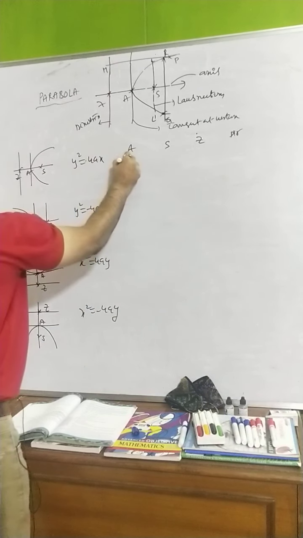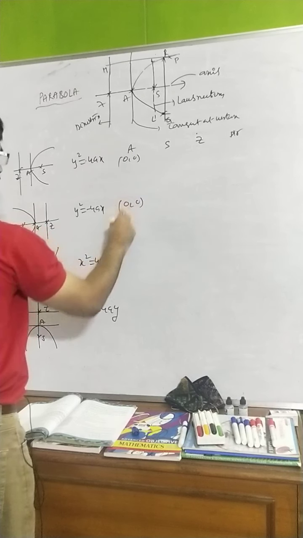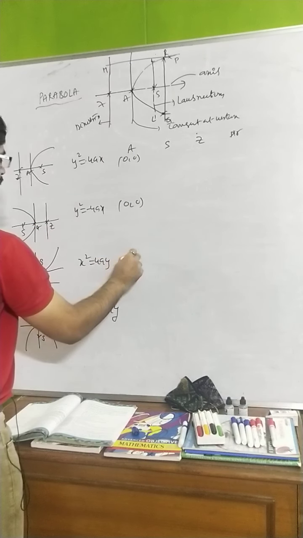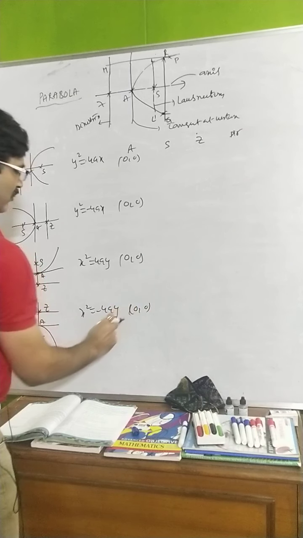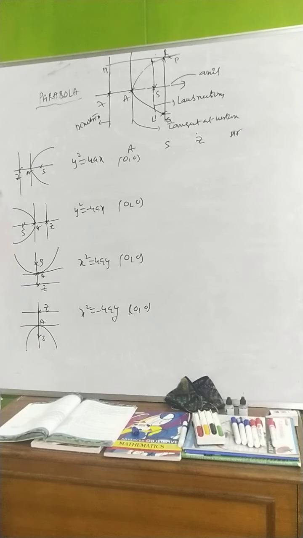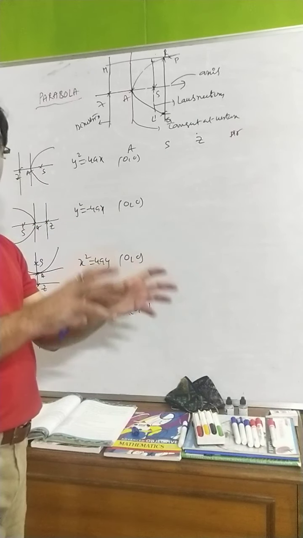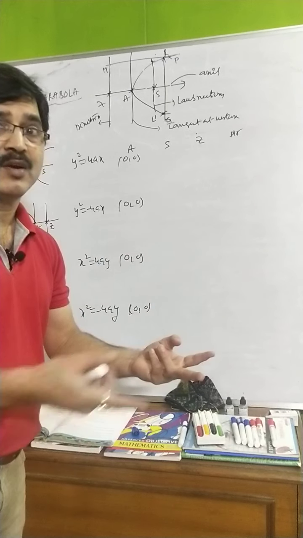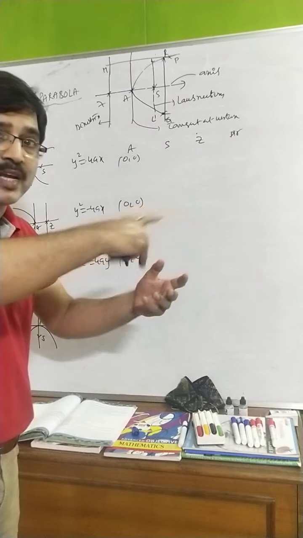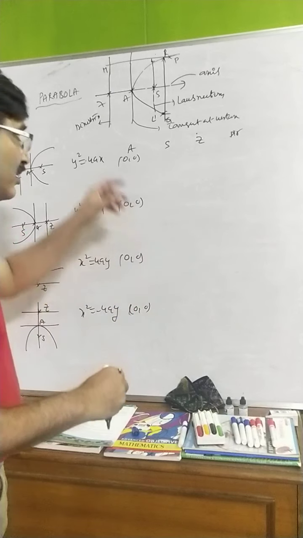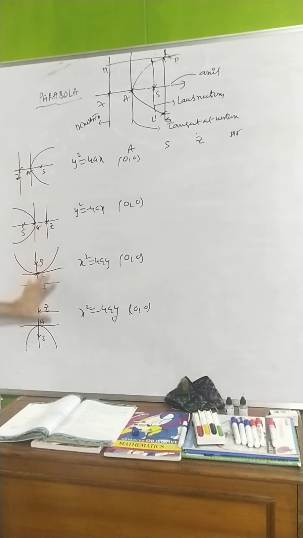Now A, what is A? 0, 0 in all the 4 cases. And here also 0, 0 only. In all 4 cases the vertex is the same. But please observe carefully: focus always lies inside the parabola. In all the 4 diagrams you see that focus always lies inside the parabola. So when you solve a problem, if A and S are given, you have to take the shape always on that inside side. Please remember, this will help you a lot.